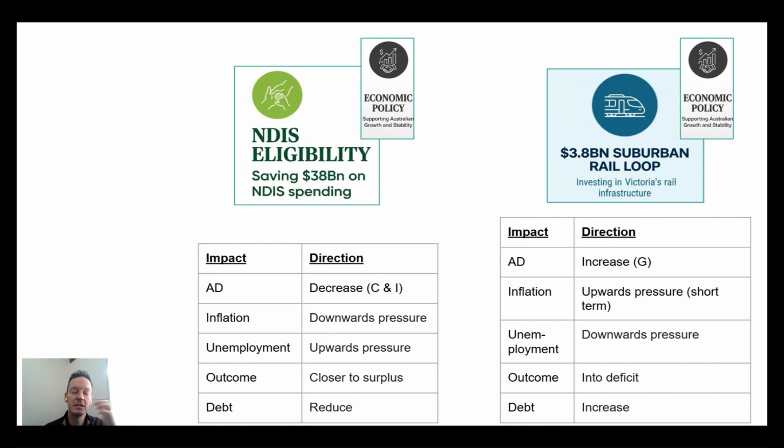I've said in the short term because in the long term, this should have a downwards pressure on inflation as it is an infrastructure policy. It should allow more easy free movement of goods, services, and resources around the economy, which will help increase our productive capacity, putting downwards pressure on inflation in the long term. But hold off that thought for Unit 2. Unemployment, as I said, will have downwards pressure. We need people to build these stations and trains. And since it's a significant investment, this pushes the budget outcome further into deficit, therefore increasing debt.